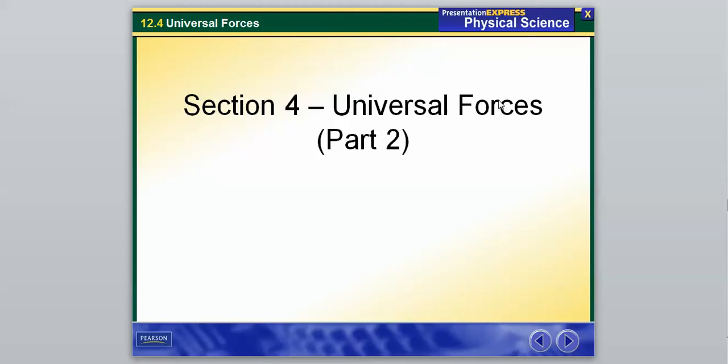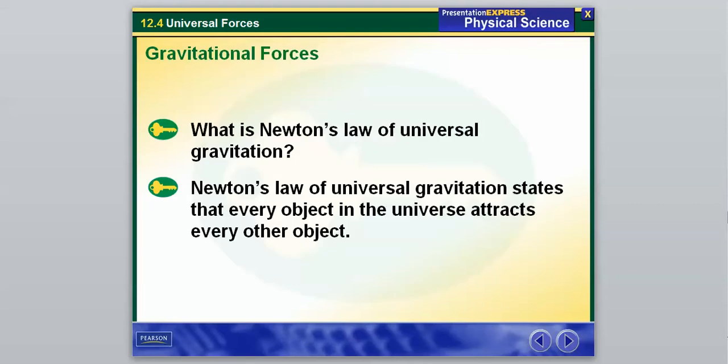Okay, hello Physical Science, this is Mr. B, and we are going to wrap up Chapter 12 today with our last universal force, and it's one that is kind of one of the most effective ones over long distances, and that universal force is known as gravity or gravitation, as Newton calls it, because he has Newton's law of universal gravitation.